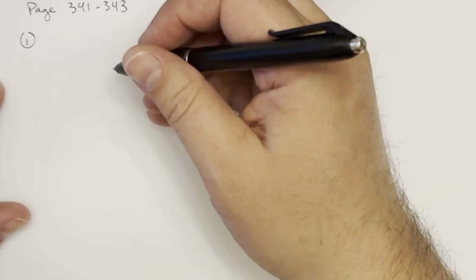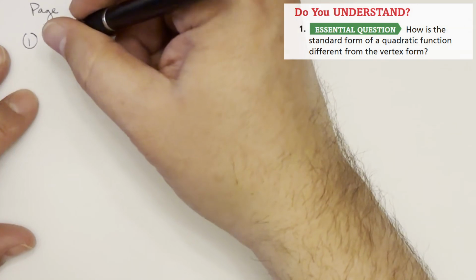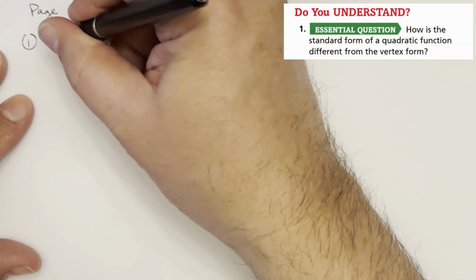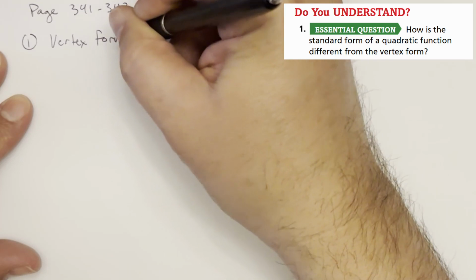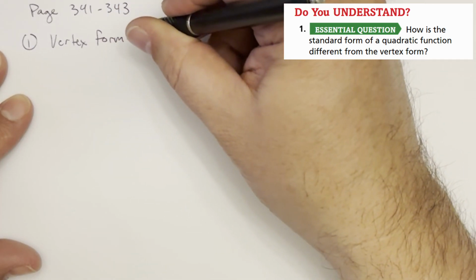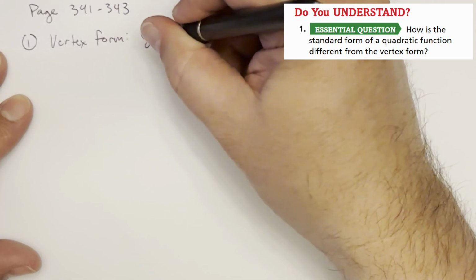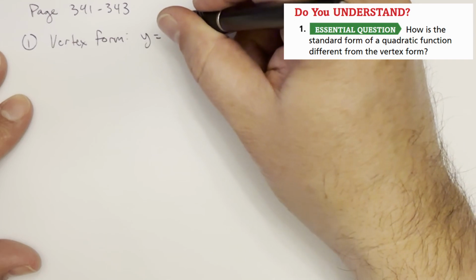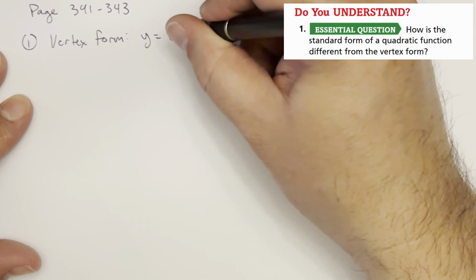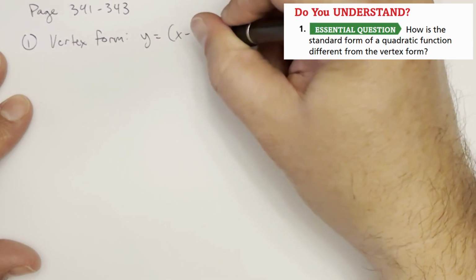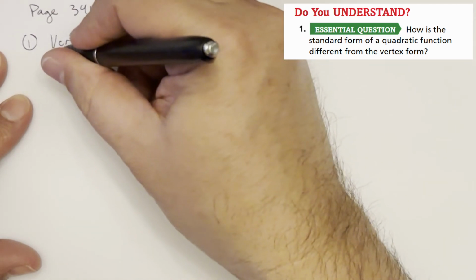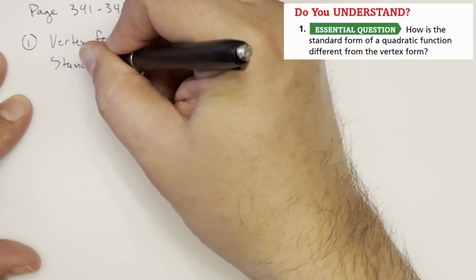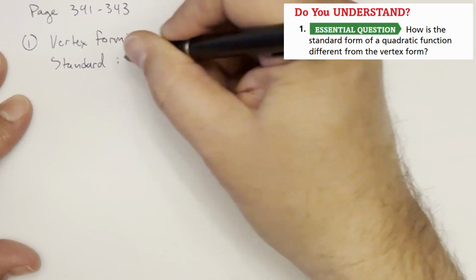All right, we're on problem 1. How is the standard form of a quadratic function different from the vertex form? So vertex form, let's write that out. We have x minus h squared in parentheses plus k. And that's actually not entirely correct. We need the a in front of that. I'll add that via post-edit.